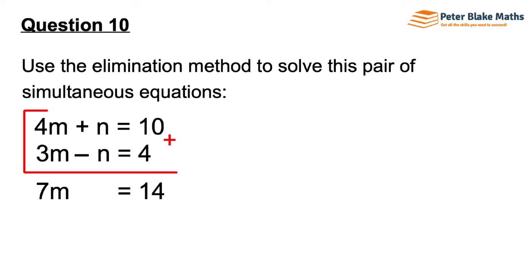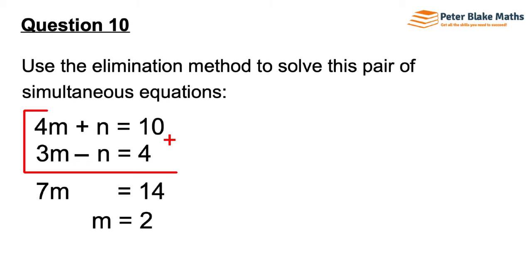The more of these simultaneous equation questions you do, the better you'll get. No surprises there. Okay, we're left with 7m equals 14. We're going to get m on its own by dividing by 7 both sides invisibly. So we'll divide by 7 on the left hand side, cancel the 7 out, making an m. And the right hand side, if we divided by 7, would get 2. So m equals 2 so far.